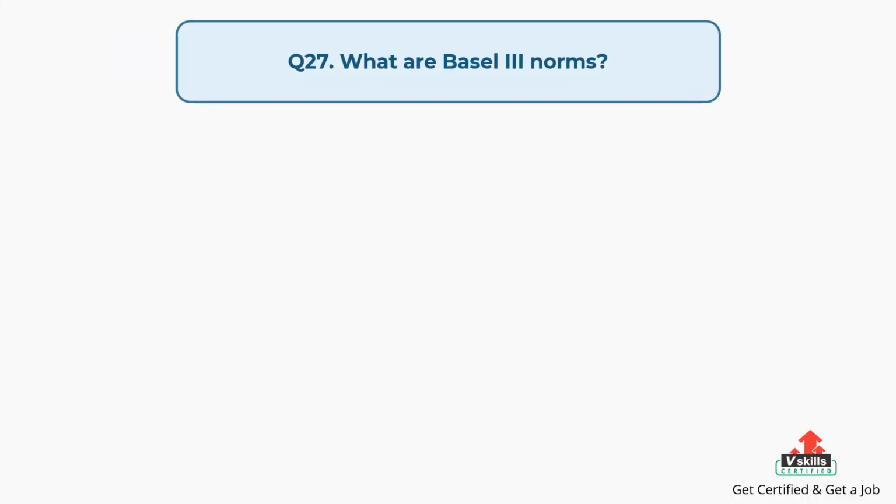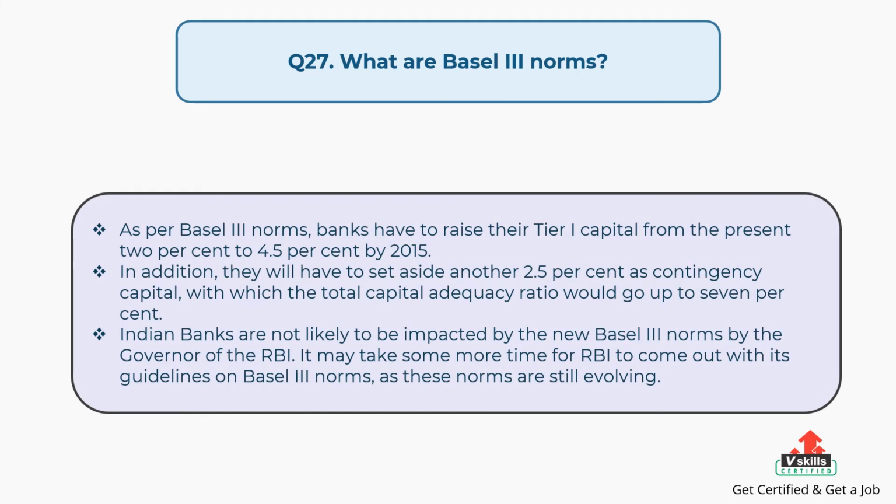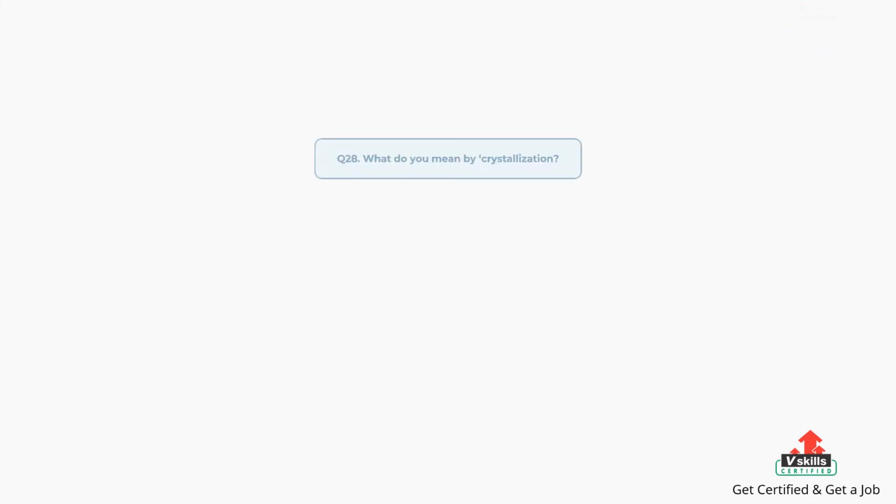Question number 27. What are Basel III norms? The answer is, as per Basel III norms, banks have to raise their Tier 1 capital from the present 2% to 4.5% by 2015. In addition, they will have to set aside another 2.5% as contingency capital, with which the total capital adequacy ratio would go up to 7%. Indian banks are not likely to be impacted by the new Basel III norms, according to the governor of the RBI. It may take some more time for RBI to come out with its guidelines on Basel III norms, as these norms are still evolving.